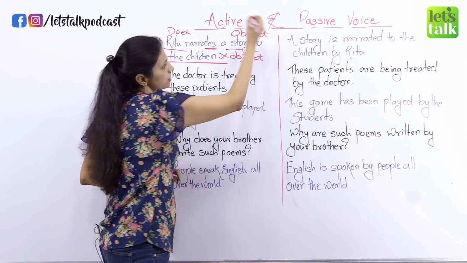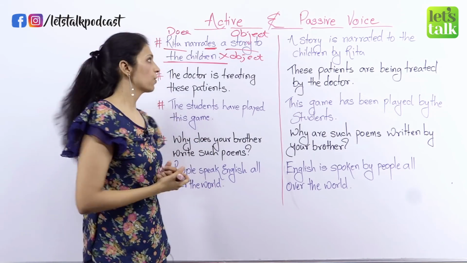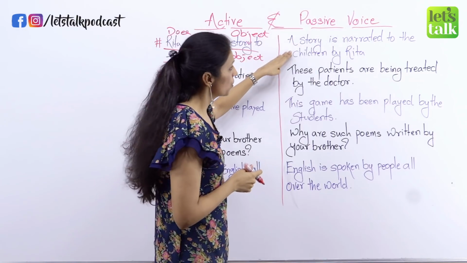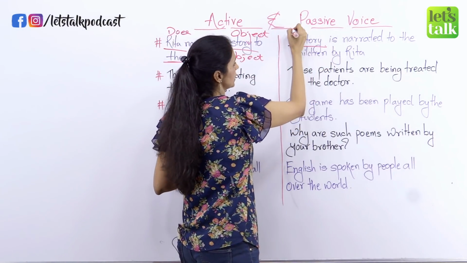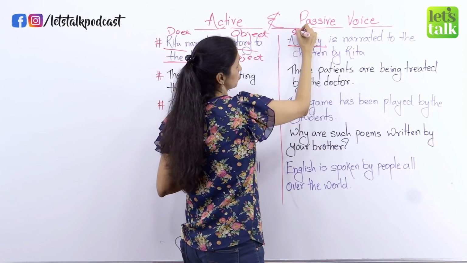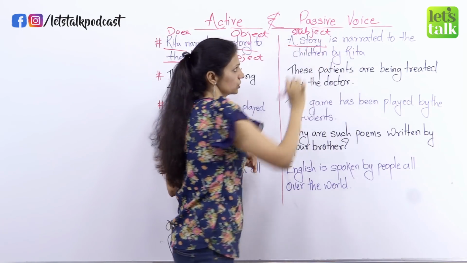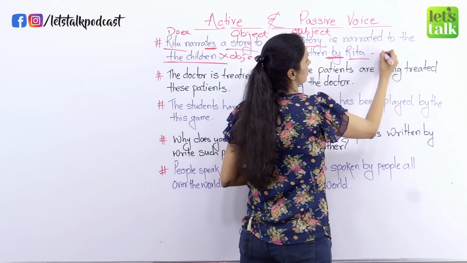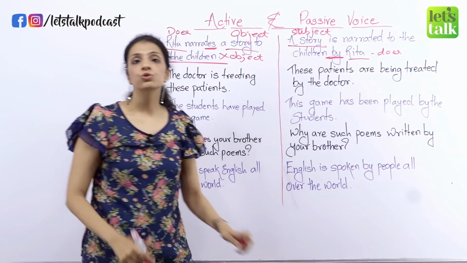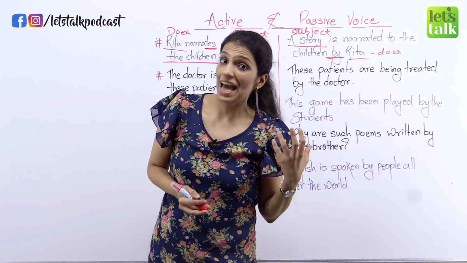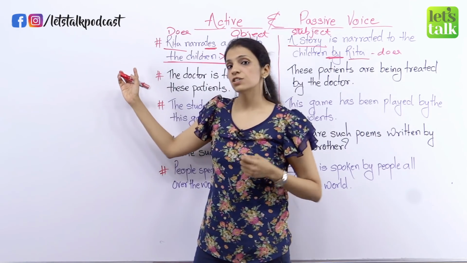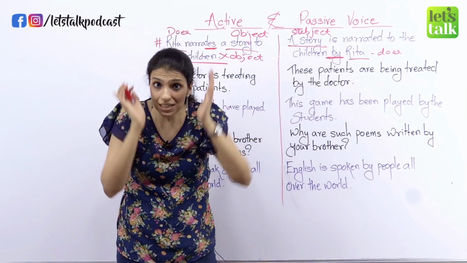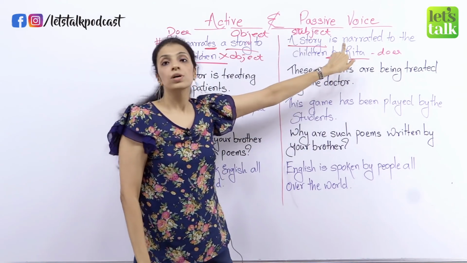Fine. So let's put this in a better way, or rather in a little complicated way, which is not that bad. A story, okay, so I've made the object into a subject, so this has become my new subject. A story is narrated to the children by Rita, okay. Remember, you do not change the doer of the action. So Rita is narrating, the children are not narrating. So Rita still remains the narrator. How do you still sustain her as the doer? You add the word by, okay.